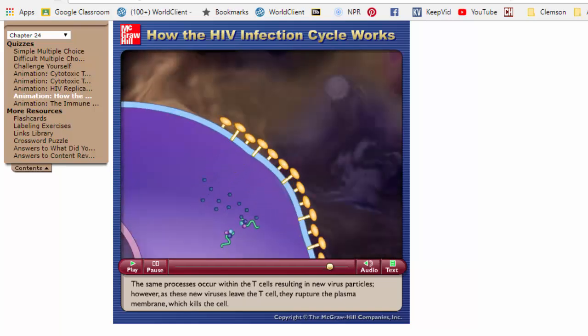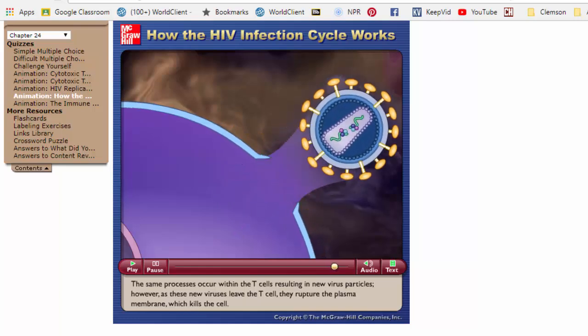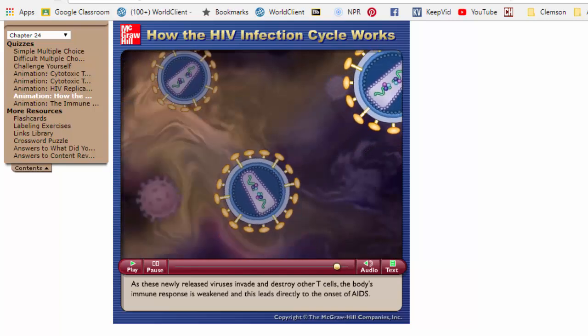However, as these new viruses leave the T cell, they rupture the plasma membrane, which kills the cell. As these newly released viruses invade and destroy other T cells, the body's immune response is weakened, and this leads directly to the onset of AIDS.